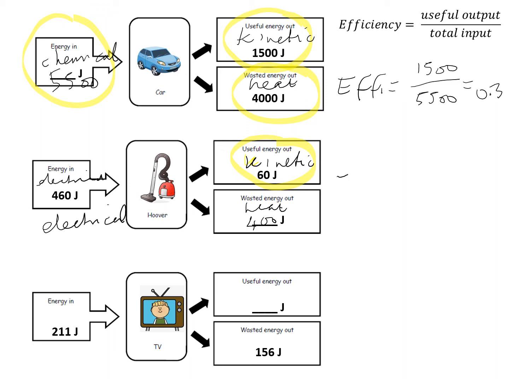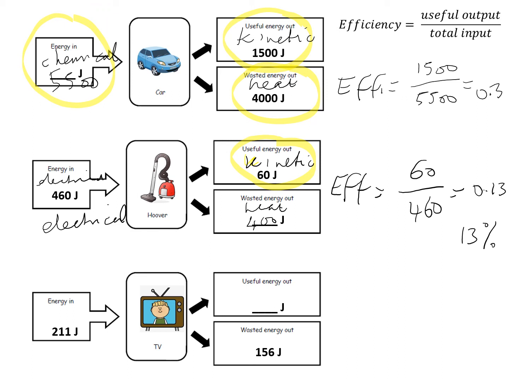Okay, let's work out the efficiency. Well, the useful output is 60. The total input is 460. So 60 divided by 460 equals 0.13 or 13%. Let's look at the bottom one.